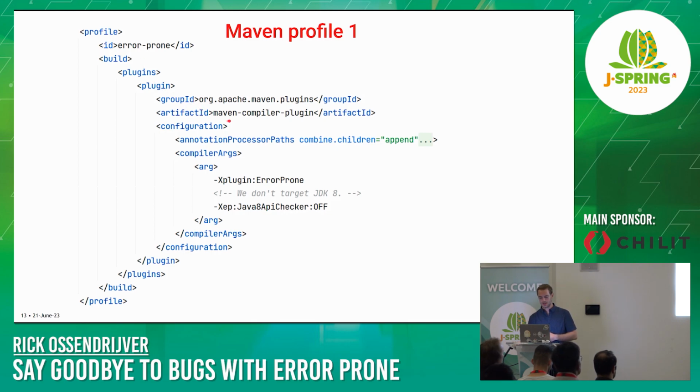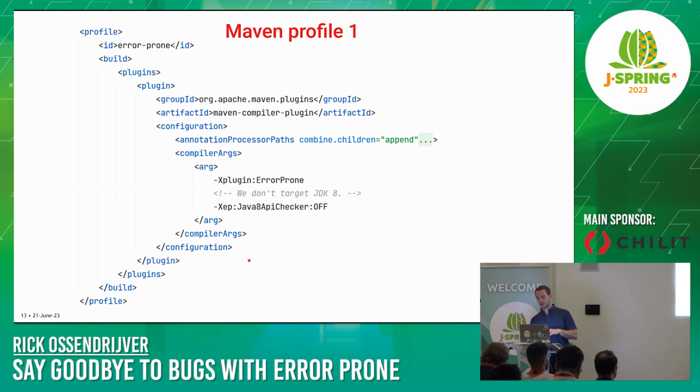What you see is that we have a Maven compiler plugin. And this is the actual magic where we say -Xplugin:ErrorProne, which enables ErrorProne. Then we can configure ErrorProne just how we like it to be. Here is an example of how you can disable a specific check. We don't target JDK 8, so we say we want to disable this check. Just as an example, but here you can do a lot of configuration.